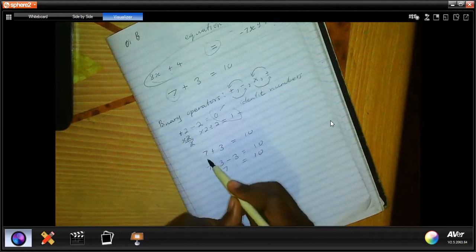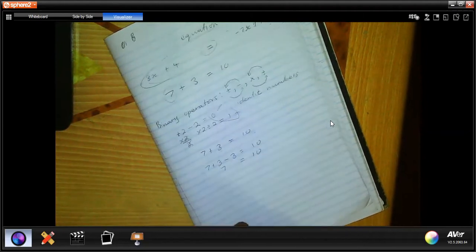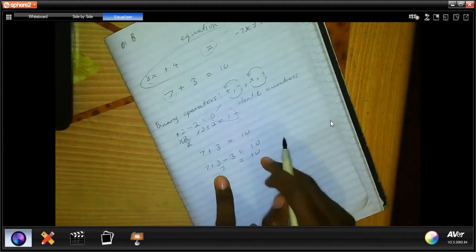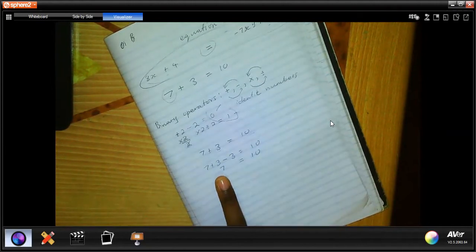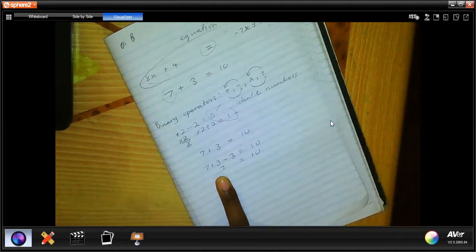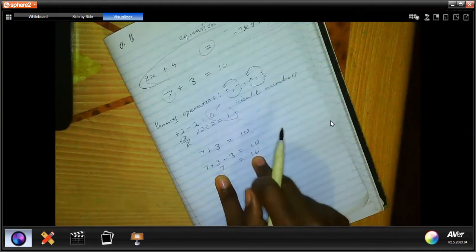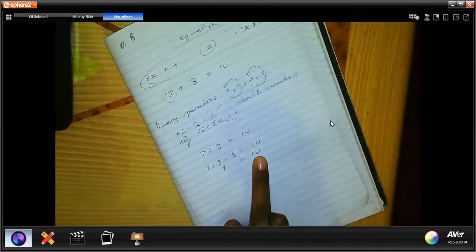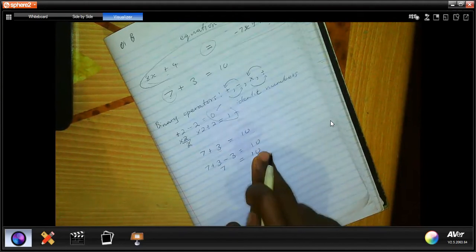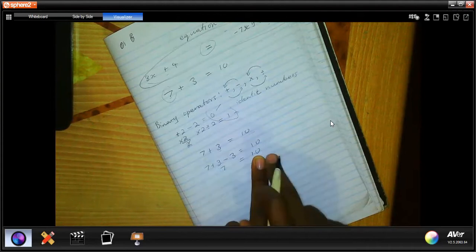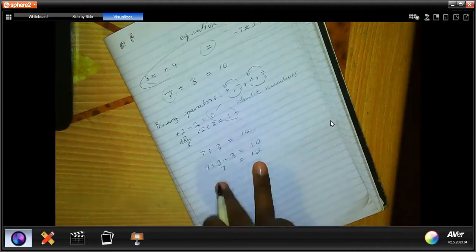Now we know this to be equal to this. We know 7 plus 3 to be equal to 10. But is 7 still equal to 10 if we remove the 3? And the answer is no, it is not. So because it is not, what do we have to do so that the left-hand side is equal to the right-hand side? Because right now they're not equal.